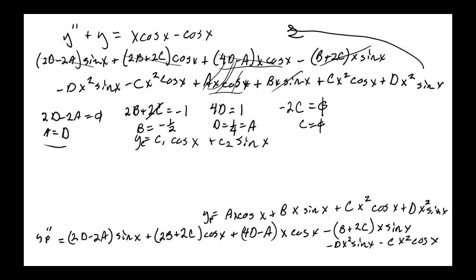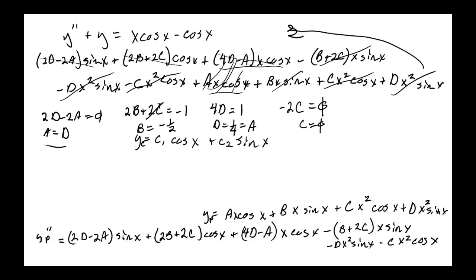Let's see if the rest makes sense. Here's a d. Oh, look at that. Dx squared sine x minus dx, plus, those go away, and minus cx squared cosine x plus, so they go away. Yes, we've got them licked.